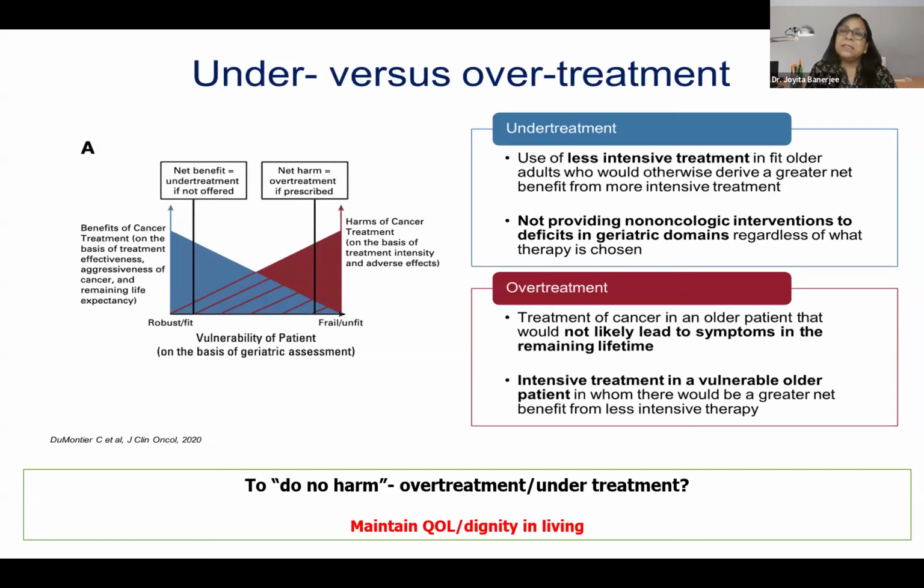Under treatment is the use of less intensive treatment in older adults who would otherwise derive a greater net benefit from more intensive treatment, or not providing non-oncologic interventions for deficits in geriatric domains, regardless of what therapy is chosen. On the other hand, over treatment is treatment of cancer in an older patient that would not likely lead to symptoms in the remaining lifetime, or intensive treatment in vulnerable older patients in whom there would be a greater net benefit from less intensive therapy. The bottom line should be that there should be no harm, there has to be a fine balance, and we should not tip on either side, either over treatment or under treatment. And the bottom line should be maintaining the quality of life of the patient.